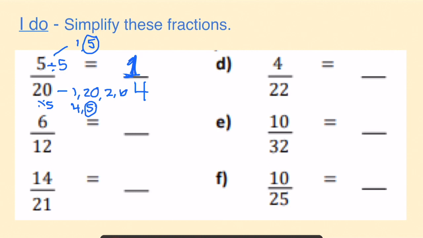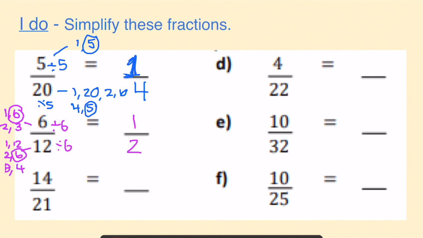Next, I'm going to look at 6/12. The factors for 6 are 1, 6, 2, and 3. The factors of 12 are 1, 12, 2, 6, 3, and 4. The highest common factor that they share is 6. So I'm going to divide both of them by 6. 6 divided by 6 is 1, and 12 divided by 6 is 2. I should have used my equivalent fraction family knowledge on that one, because you can quite easily see that 6 is half of 12, so I could have done that there.